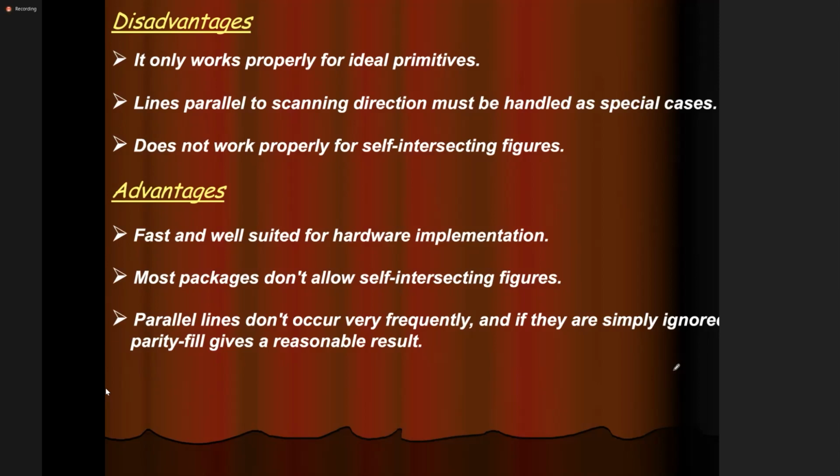Advantages are listed like fast, very fast. It can be implemented by hardware-based algorithms. And most packages do not allow self-intersection figures, therefore it will work. And only primitive shapes are available in most of the application packages nowadays. Parallel lines do not occur very frequently, and if they are simply ignored, parity fill gives you a very good result.